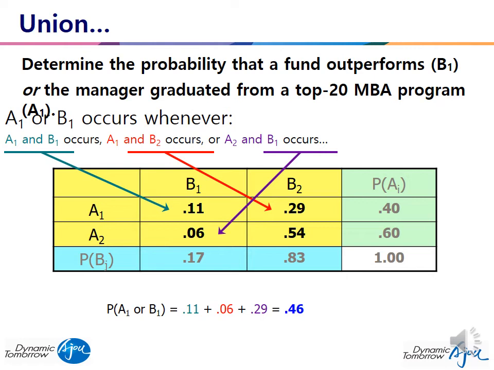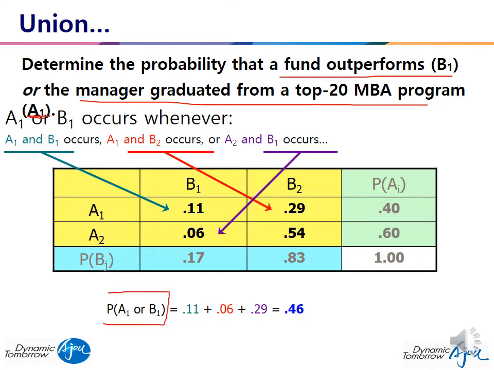For this question, fund outperform means B1. Manager graduate from top 20 MBA program is A1. So probability A1 or B1. Okay, we can denote using this notation. A1 or B1 occurs whenever A1, B1 occur, A1, B2 occur, and A2, B1 occur. So add these three, then it is 0.46.